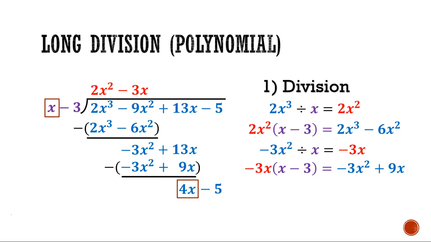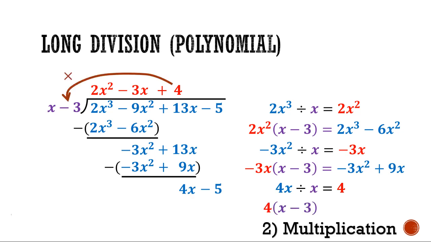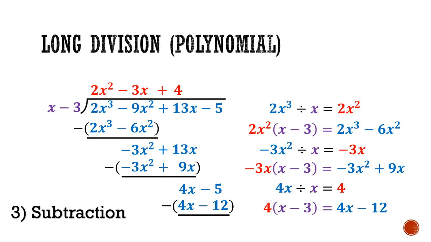So back to step 1, division. We will take 4x divided by x. This gives us 4. 4 will multiply to the divisor x minus 3. This gives us 4x minus 12. And lastly, step 3, we're going to subtract 4x minus 12 from 4x minus 5. And this will give us 7.